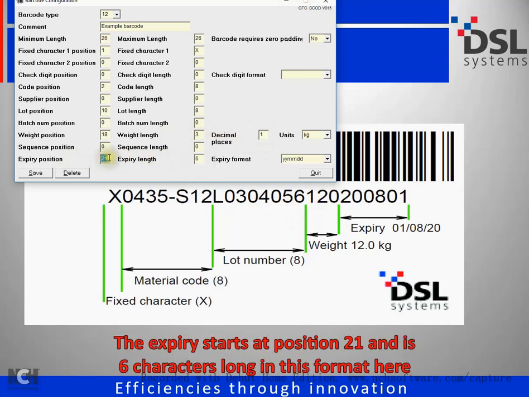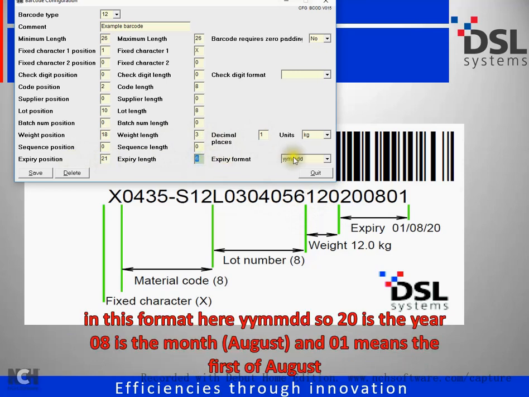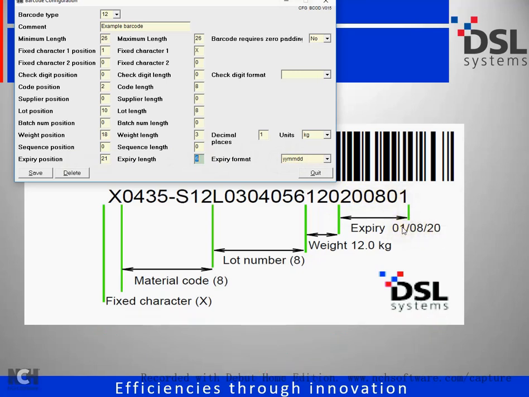And the expiry starts at position 21, 6 characters long, in this format here, YYMMDD. So here we are, 20, that's the year, 08 means August, and 01 the 1st of August. So this is the expiry for this material.